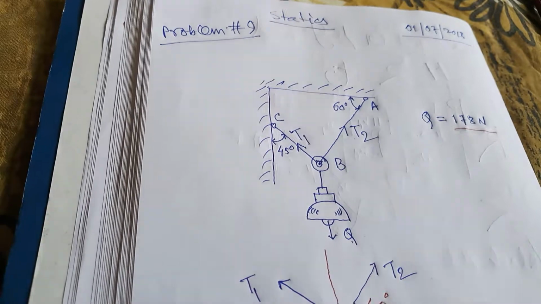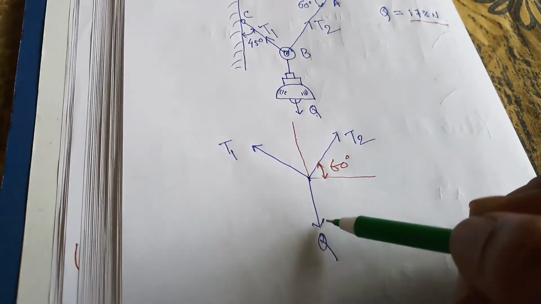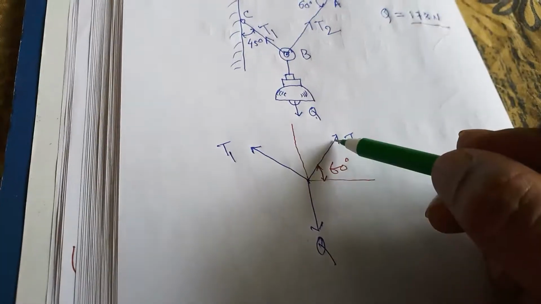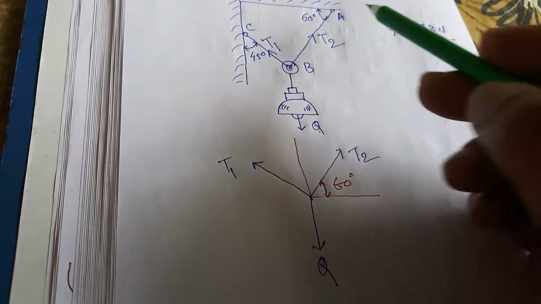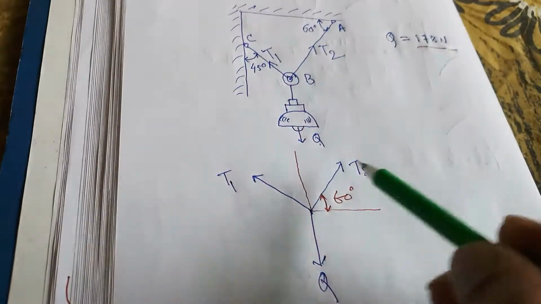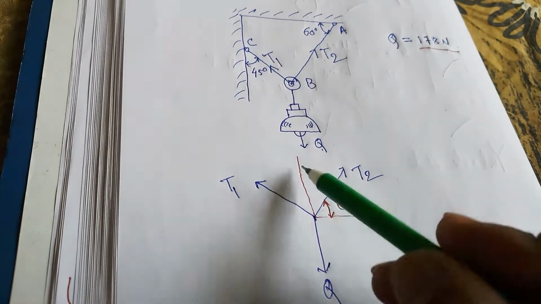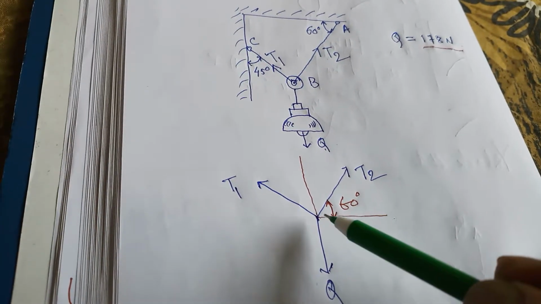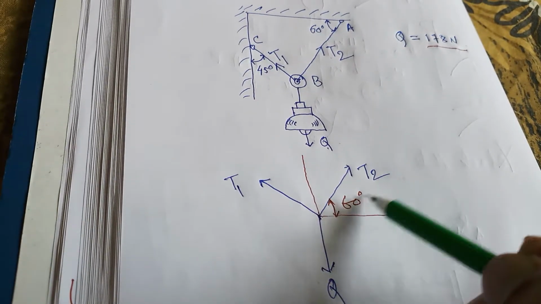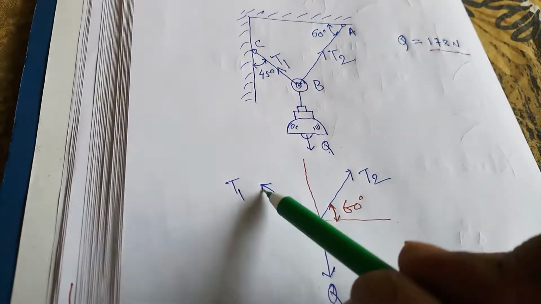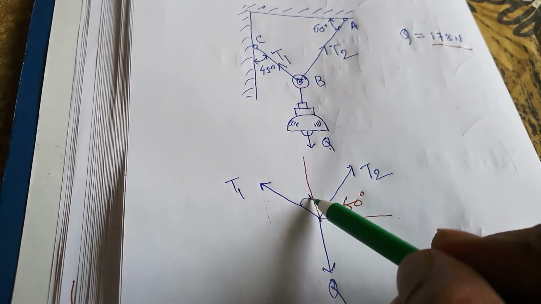So I have drawn the free body diagram. Here I have taken just this point. Through this point Q is acting in the vertically downward direction, and this is the tension T2, and this is the tension T1. Here the angle with the ceiling is 60 degree. That means if you draw a horizontal line and this vertical line along the line of Q, this angle is 60 degree. That means here this angle should be 60 degree. And here with the vertical, this angle is 45 degree.